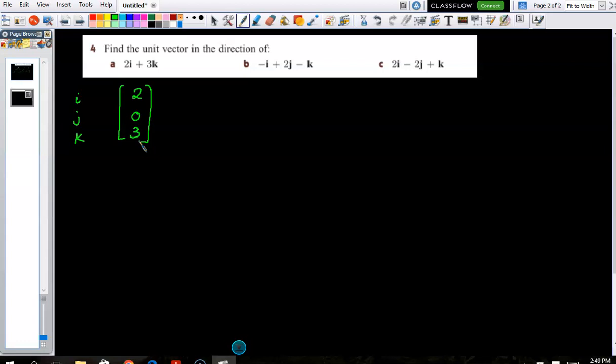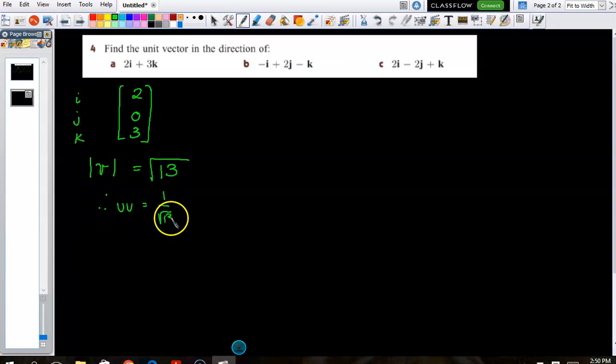You just got to multiply it by the what's it called? Modulus. Some people call that the length, and we're not going to multiply it by the modulus. It's 1 over the length. So if we talk about the modulus, as a student said, this would be 2 squared plus 3 squared, so root 13. Therefore, our unit vector will just be 1 over root 13, 2, 0, 3.